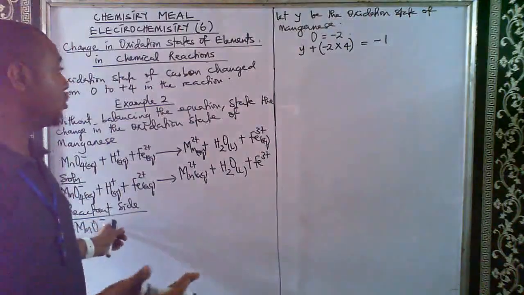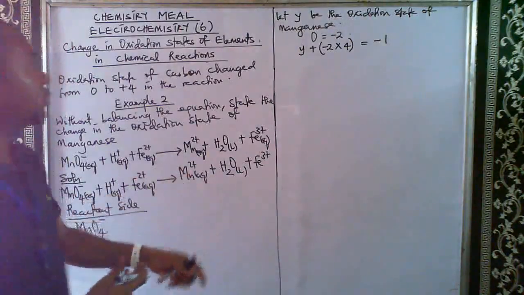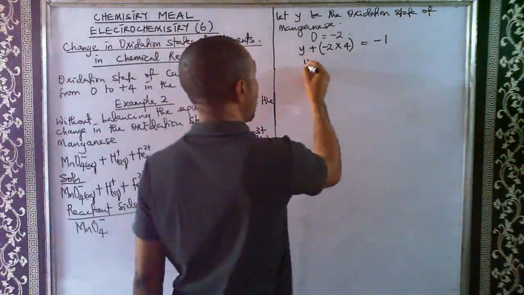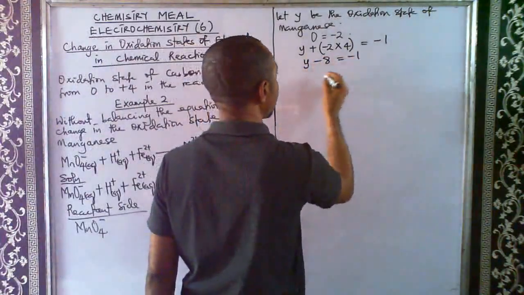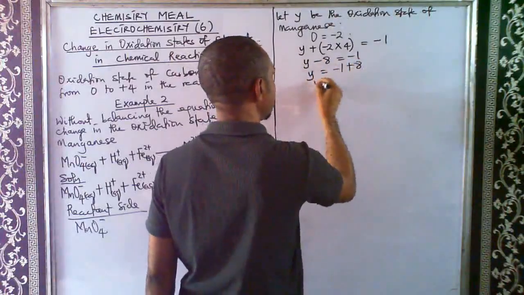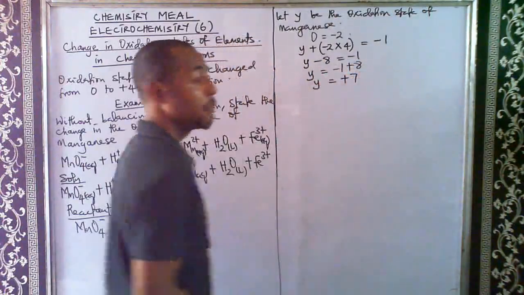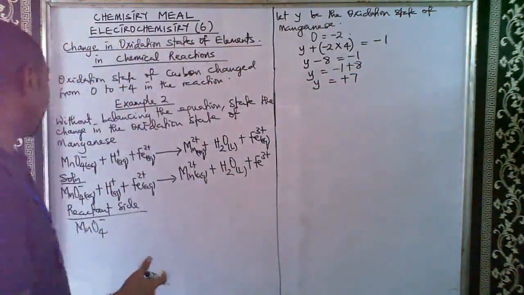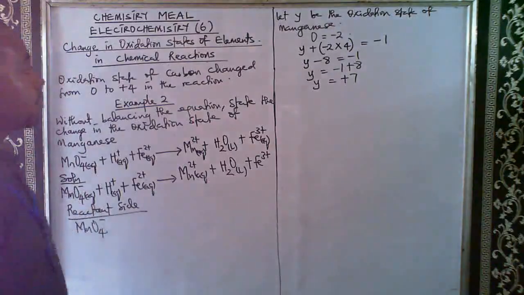If it is a compound, remember we equate to 0. So we have Y minus 8 equals minus 1. So Y becomes minus 1 plus 8. So Y will give us positive 7. So the oxidation state of manganese on the reactant side is +7.